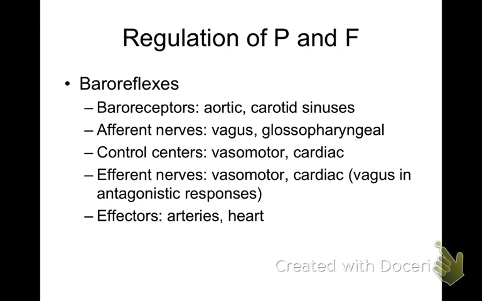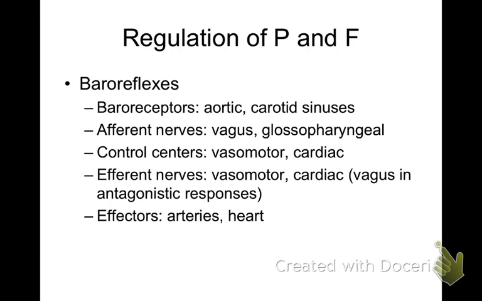The afferent nerves that run from these sinuses are the vagus and glossopharyngeal. These are the nerves you learned last semester that are associated with regulating blood pressure. We're just following up on that story. The aortic sinuses connect to the vagus nerve. The carotid sinuses connect to the glossopharyngeal nerves. And remember, that's right and left.